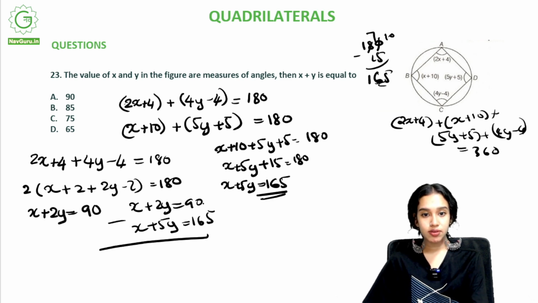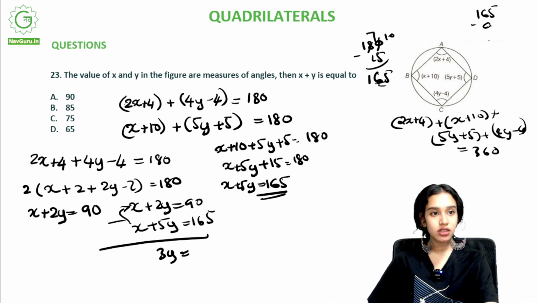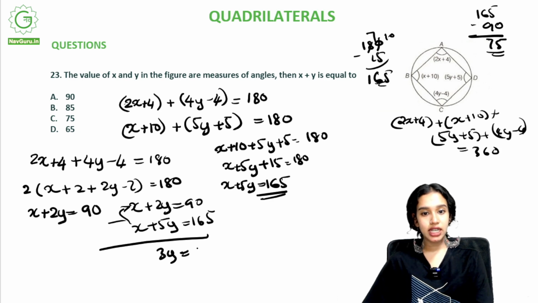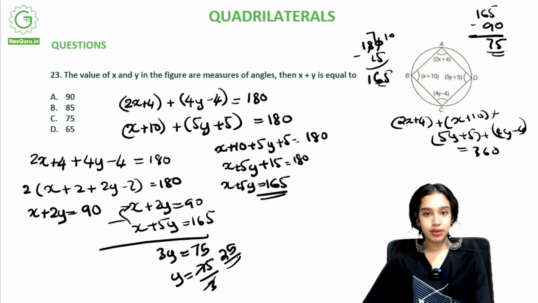So let's subtract both of these. Let's subtract the first equation from the second equation. So we'll get 3y is equal to 165 minus 90, which is 75. So we get 3y is equal to 75. So y is equal to 75 by 3, which will give us 25. So 25 is y, right?